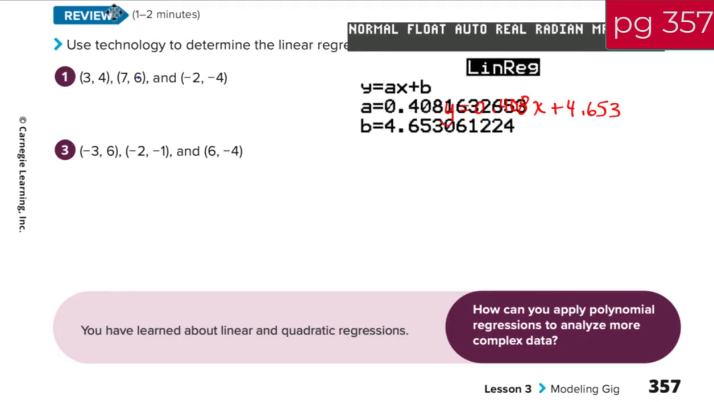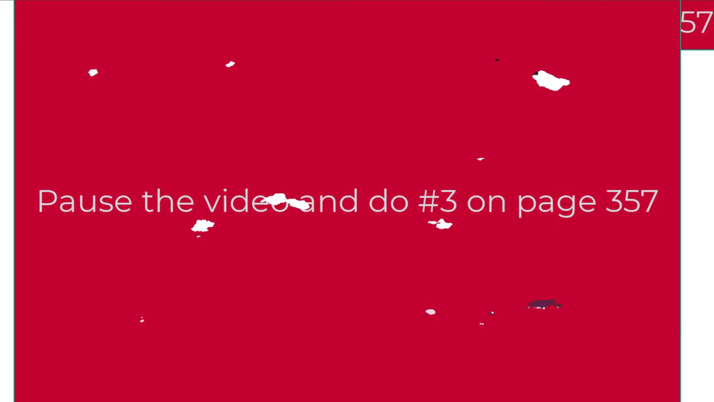It is your turn now. You're going to do 3 all by yourself. So if you want, you can reset the calculator. Shouldn't be necessary, but go ahead and do number 3. Come up with the equation all by yourself. Go. Pause the video.